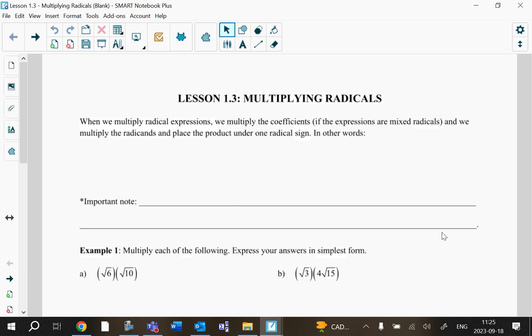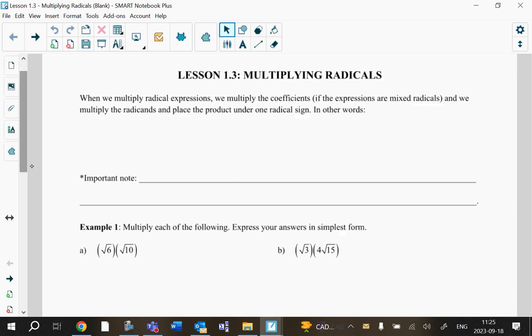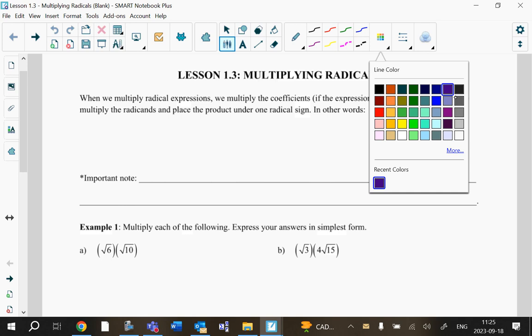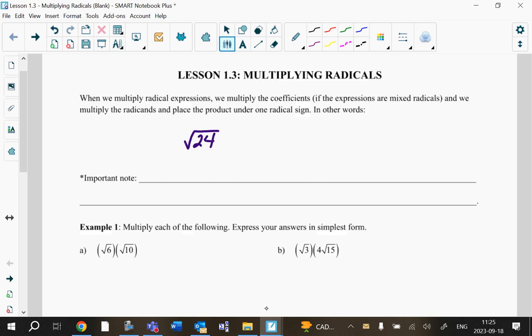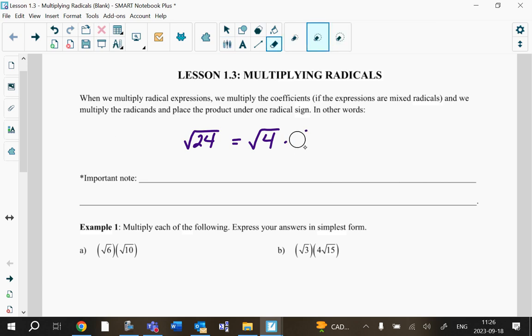Multiplying radicals. You guys have actually been doing this when you simplify them. You don't write this down. But if I asked you to simplify that, what would you break it down to? Which one do I usually try to write first? So root 4 times root 6. You find the highest perfect square, and then you figure out, 4 times what is 24? Because root 4 times root 6 is root 24. That's really all multiplying is. So you guys have actually been doing it.